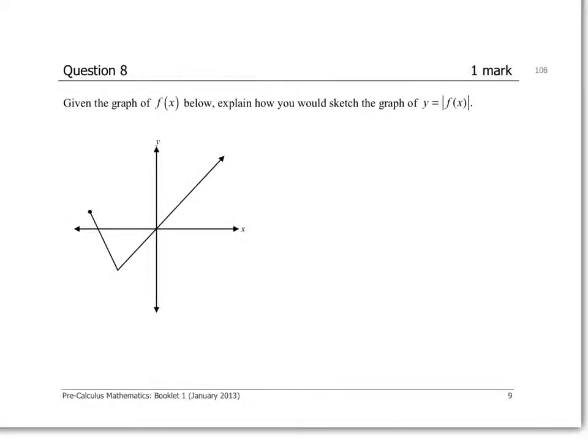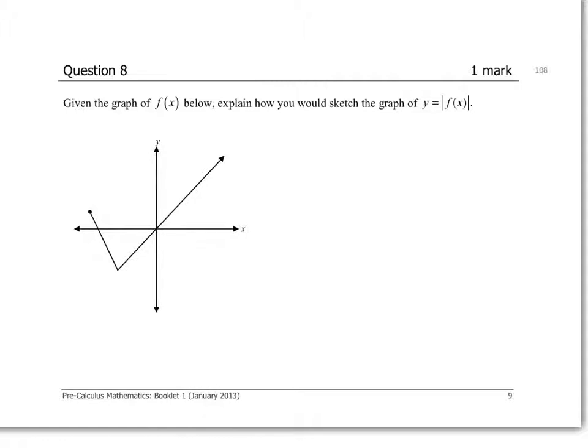Question 8. Given the graph of f of x below, explain how you would sketch the graph of y equals the absolute value of f of x. So this is an absolute value graph. You first would have seen this in grade 11. And there's basically two steps to doing an absolute value graph.